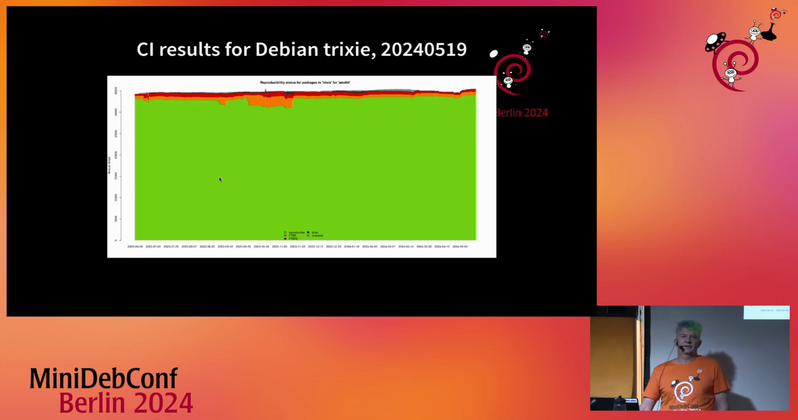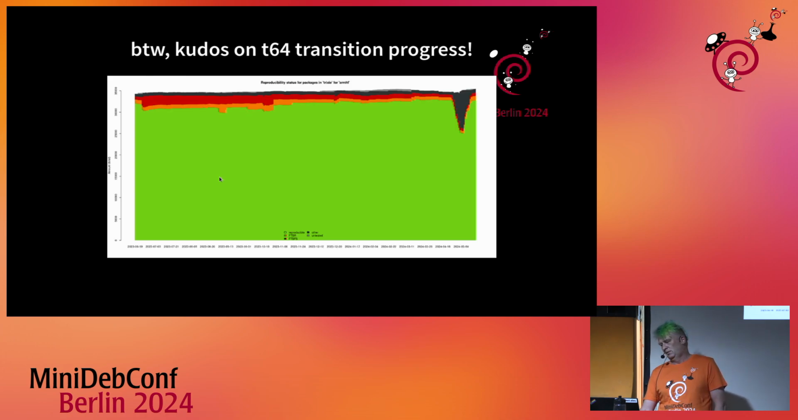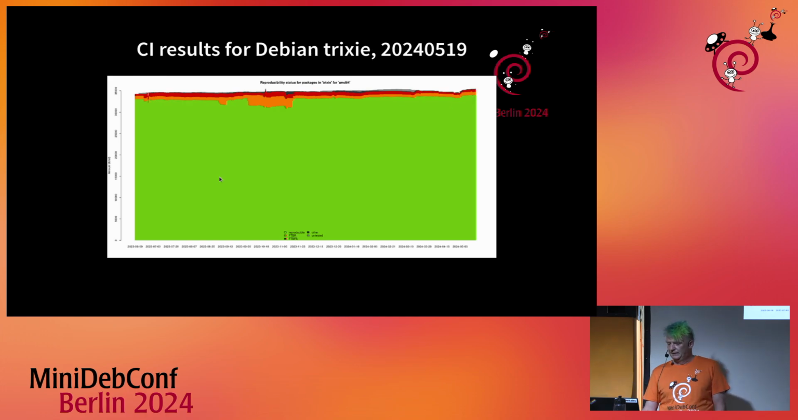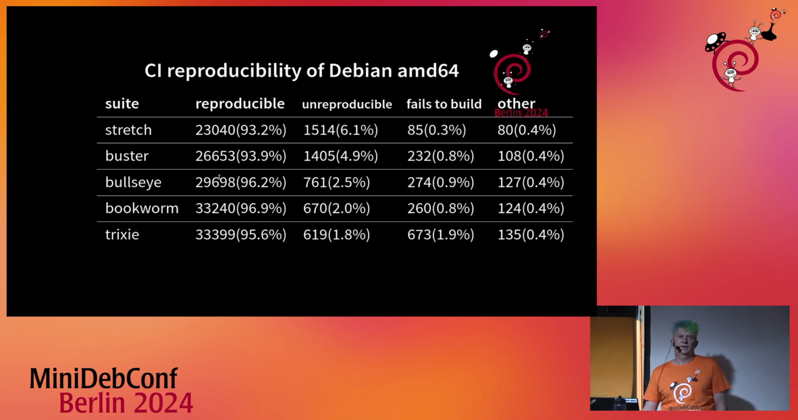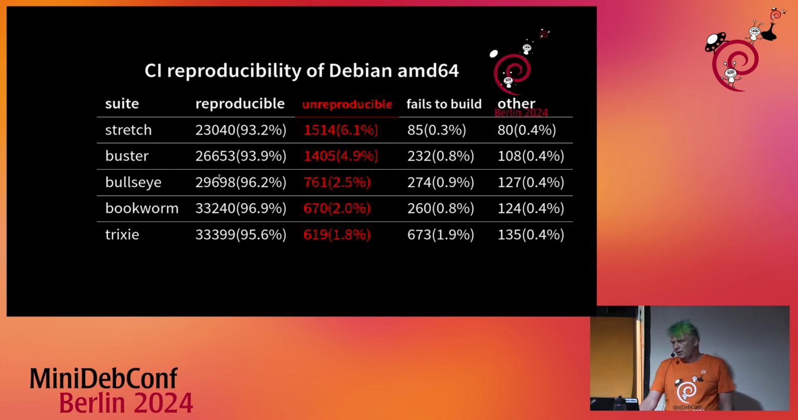And, oh yeah, this is Trixie now, and this is the ARM HF 64-bit time_t transition, by the way, which is mostly done now in Trixie. There's still 100 or 200 left, but on the large scale it's gone. So that's all nice, and since Stretch, we progressed quite nicely. These are the number of reproducible and unreproducible packages. If you really look at the unreproducible ones, we've come down to 600 unreproducible packages in Trixie currently, which is really nice.